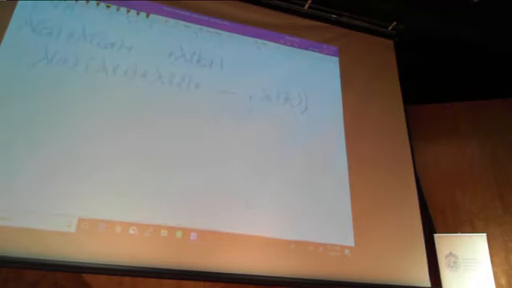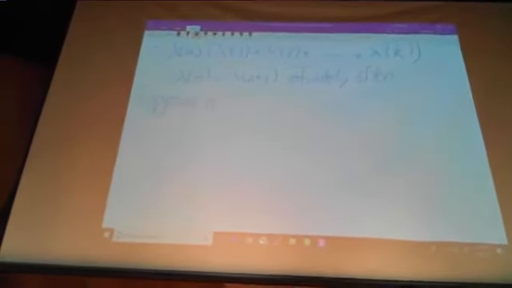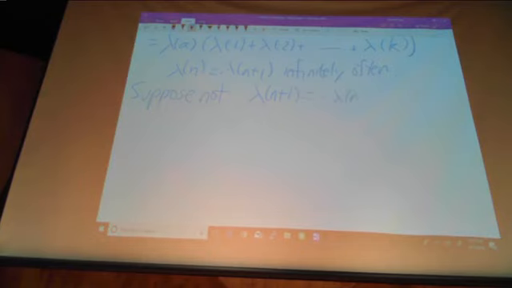So let me see if I can give you another proof here. I can tell you that lambda of n equals lambda of n plus 1 infinitely often. So here's the last proof I'll give. Suppose not. What that means is suppose the sign keeps changing, for all n big enough, for large n.